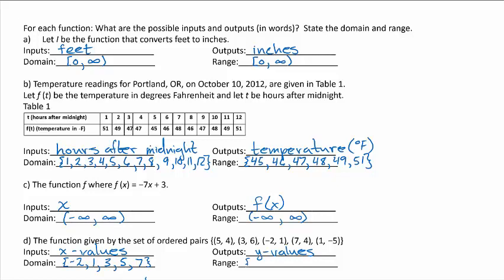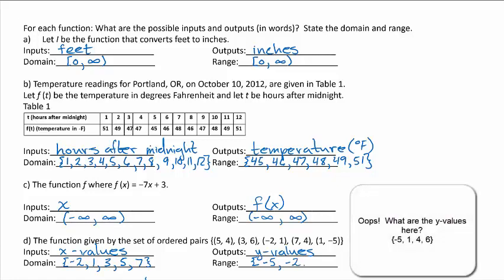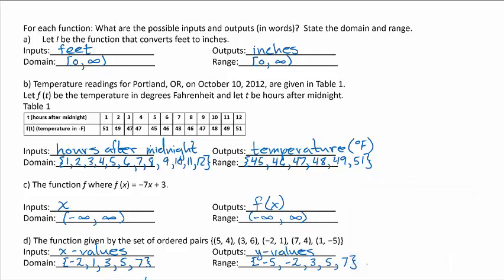And then the range values are the y values. What's the lowest y value in the function? Well, negative 5, and then negative 2, 3, 5, and 7. Okay, so hopefully this gives you a feel for thinking about the domain and range as the set of inputs and the set of outputs respectively.